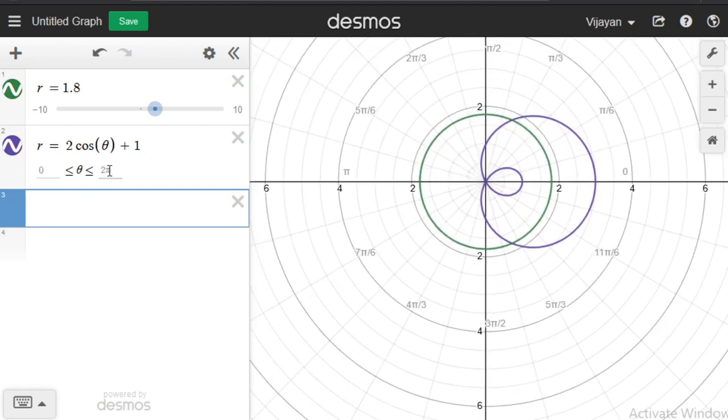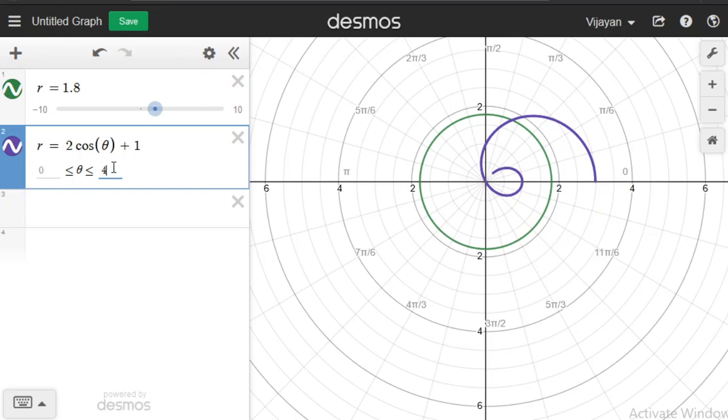Now suppose instead of 2 pi, I add 4 pi. The same shape appears, but the pointer is revolving twice. That is why the line you are seeing is much deeper. So instead of 4 pi, if I put 6 pi, it will be even deeper because it is repeating 3 times on that same path. Anyways, so that was theta equal to 2 pi.